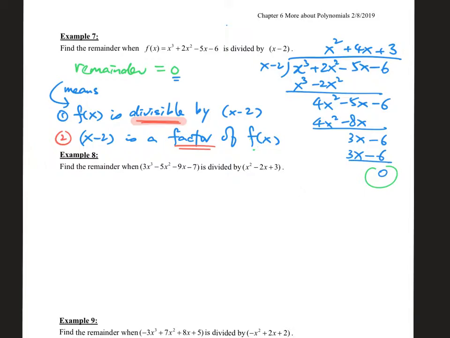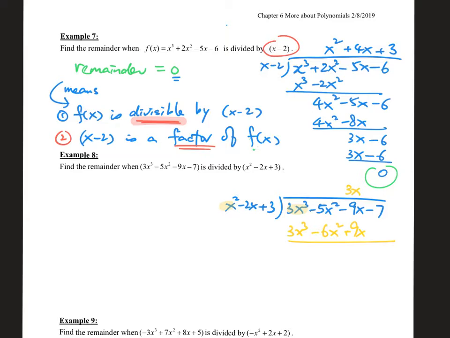And in this video, we are not just talking about dividing by x minus 2, which is degree 1. We can also divide by a term of degree 2. So let's take example 8 as a demonstration. Once again, we have 3x cubed minus 5x squared minus 9x minus 7 divided by x squared minus 2x plus 3. First of all, we need to cancel 3x cubed by x squared. So we multiply by 3x, which gives you 3x cubed minus 6x squared plus 9x.